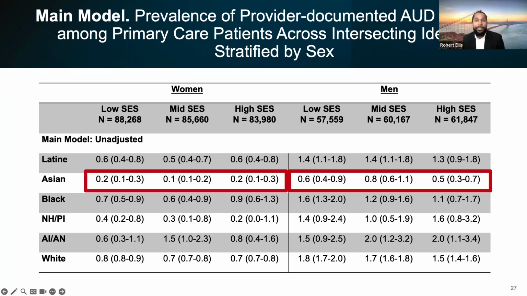However, for both women and men, Asian patients appear to have the lowest prevalence of documented AUD compared to other racial and ethnic groups, as indicated by the red boxes versus the other.